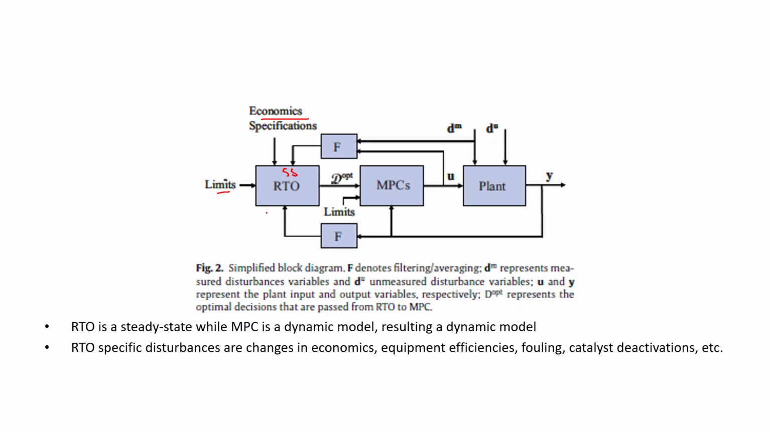It takes into account the economics, like I mentioned over here, and equipment efficiencies, because this is also coming from the data fresh from the plant. So it's all about the fouling, catalyst deactivation, and real-time conditions that we get from the plant in such a way that we can update the model, and then use the updated model to do the optimization.